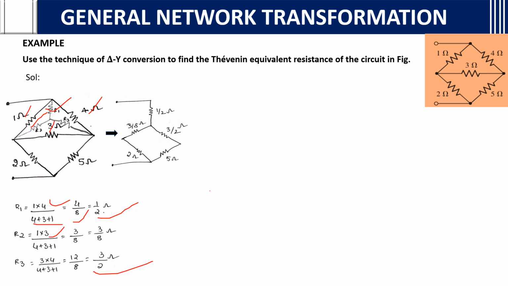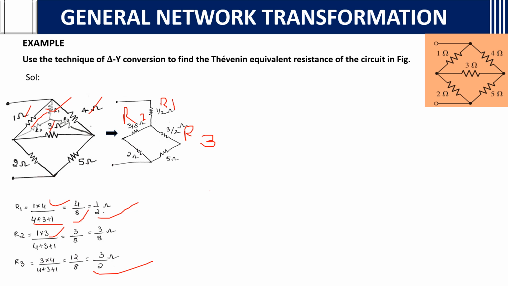Because we have already converted the delta to star. So this is R1, you have got 1 by 2; R2, you got 3 by 8; and R3, 3 by 2. You will write the resistances in this way, and the 2 and 5 are there, like that only.